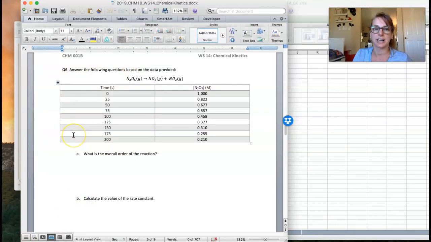So in this question here, we're looking at the decomposition of dinitrogen pentaoxide, and we're provided the time and the concentration of that reactant at a specific point in time. So basically, we're measuring the concentration as it's decomposing over 200 seconds, over a certain time period.